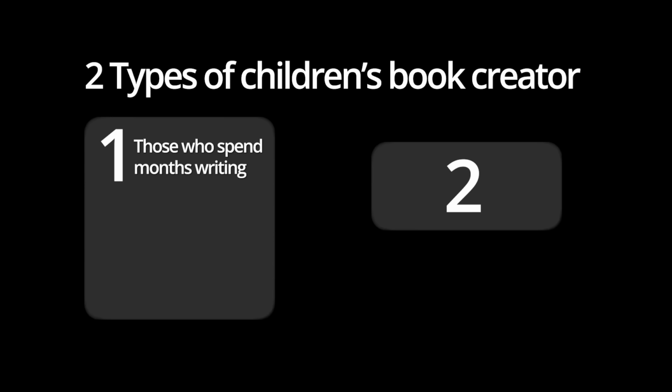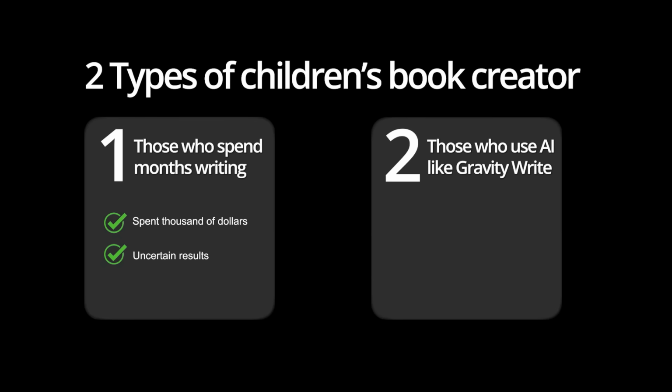I was frustrated and disappointed. I knew there had to be a better way. There are two types of children's book creators: those who spend months writing and thousands of dollars on illustrations with uncertain results, and those who use AI like Gravity Guide to create professional books in minutes. The difference in efficiency is crazy.